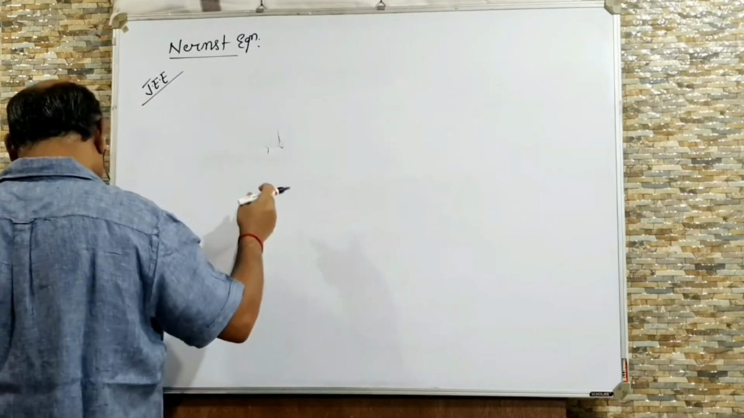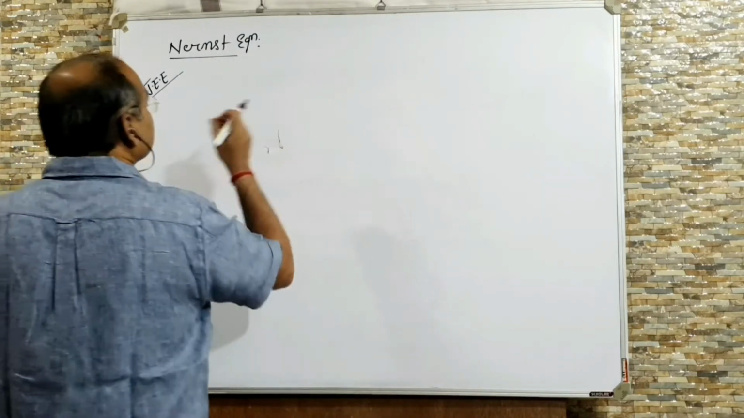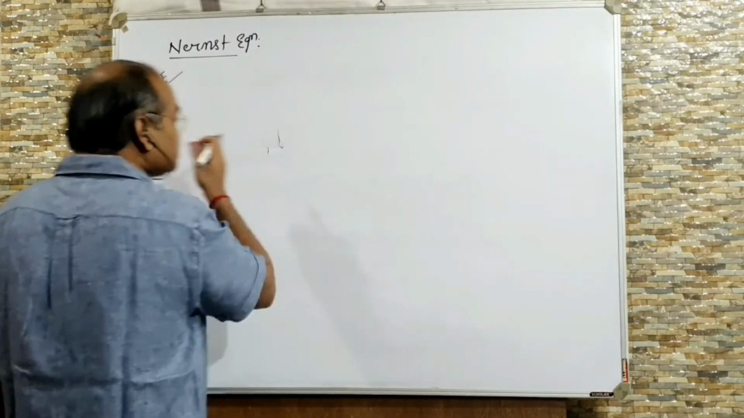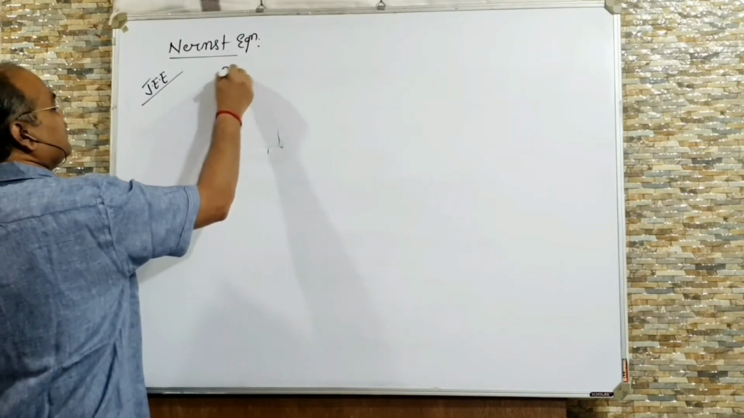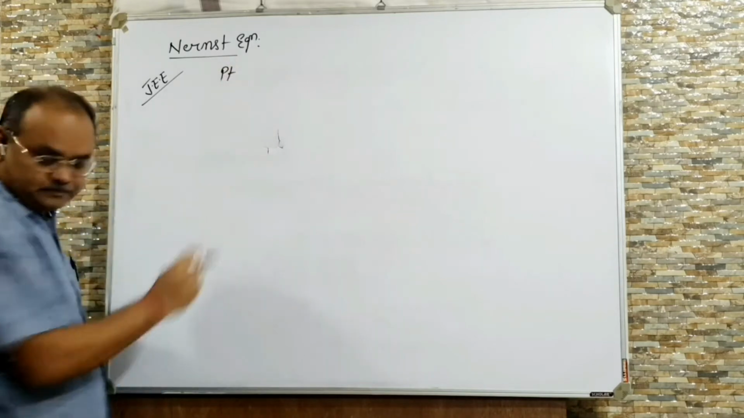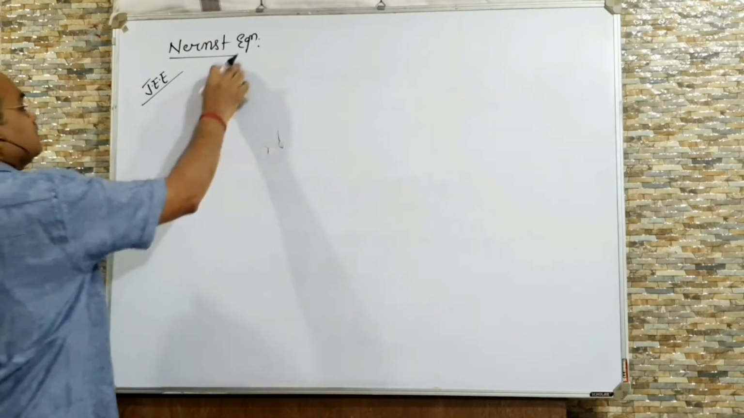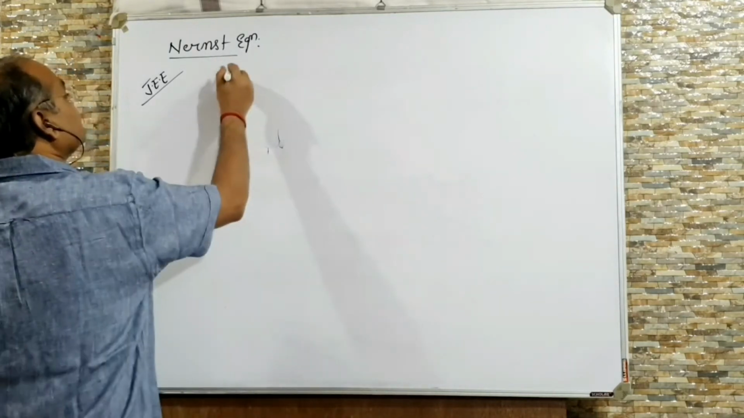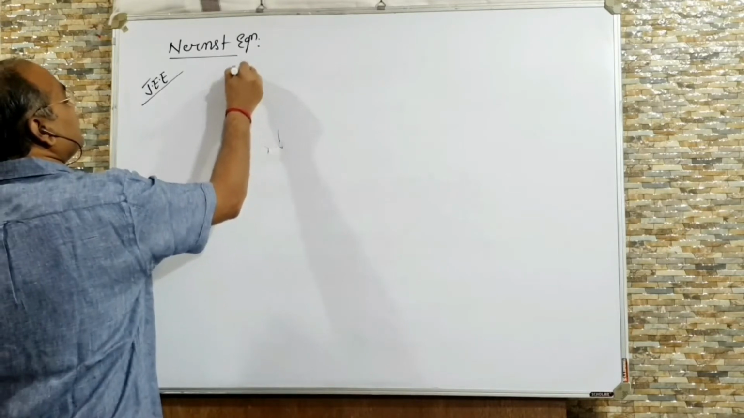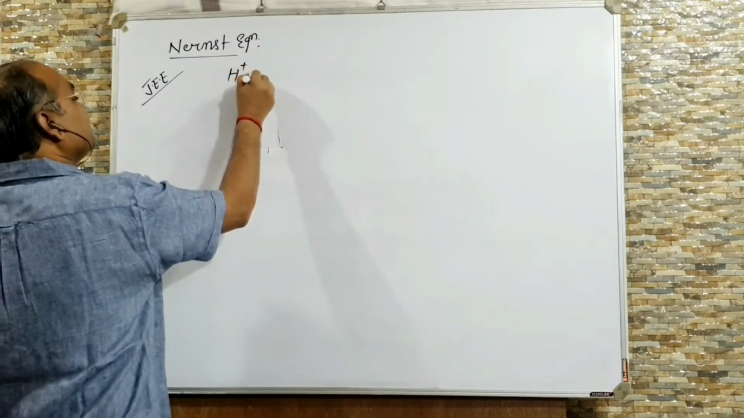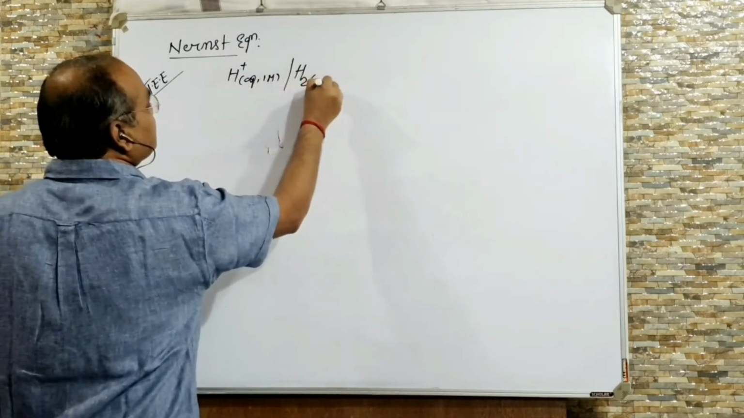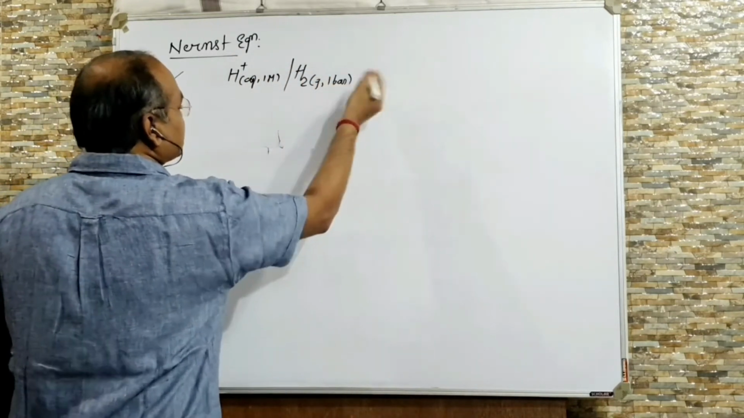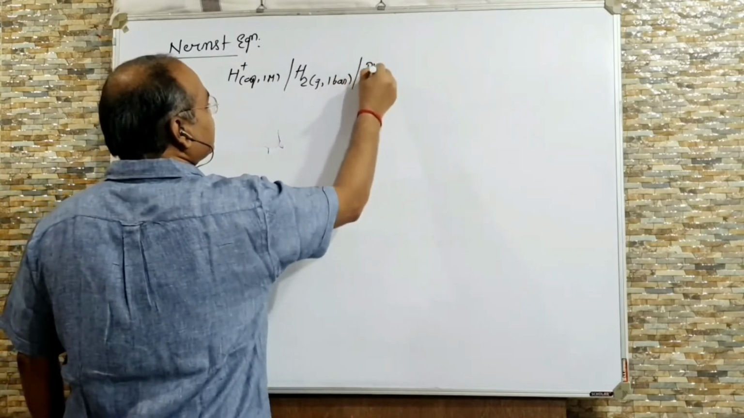But before taking that, I would like to derive one equation for the pH. Suppose you are given a hydrogen electrode: Pt | H+ (aqueous, 1 molar) | H2 gas (1 bar, or you can say 1 atmosphere) | Pt.